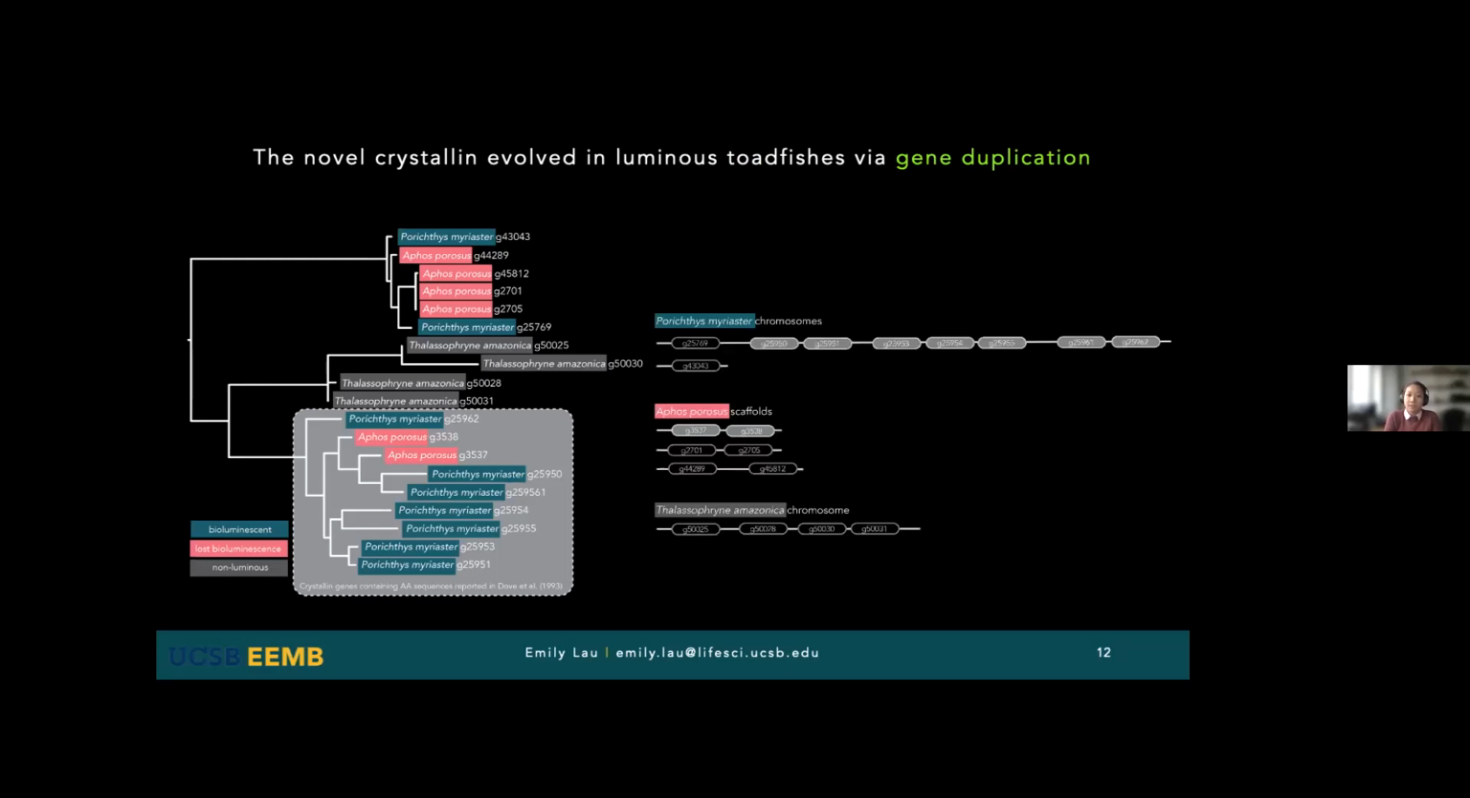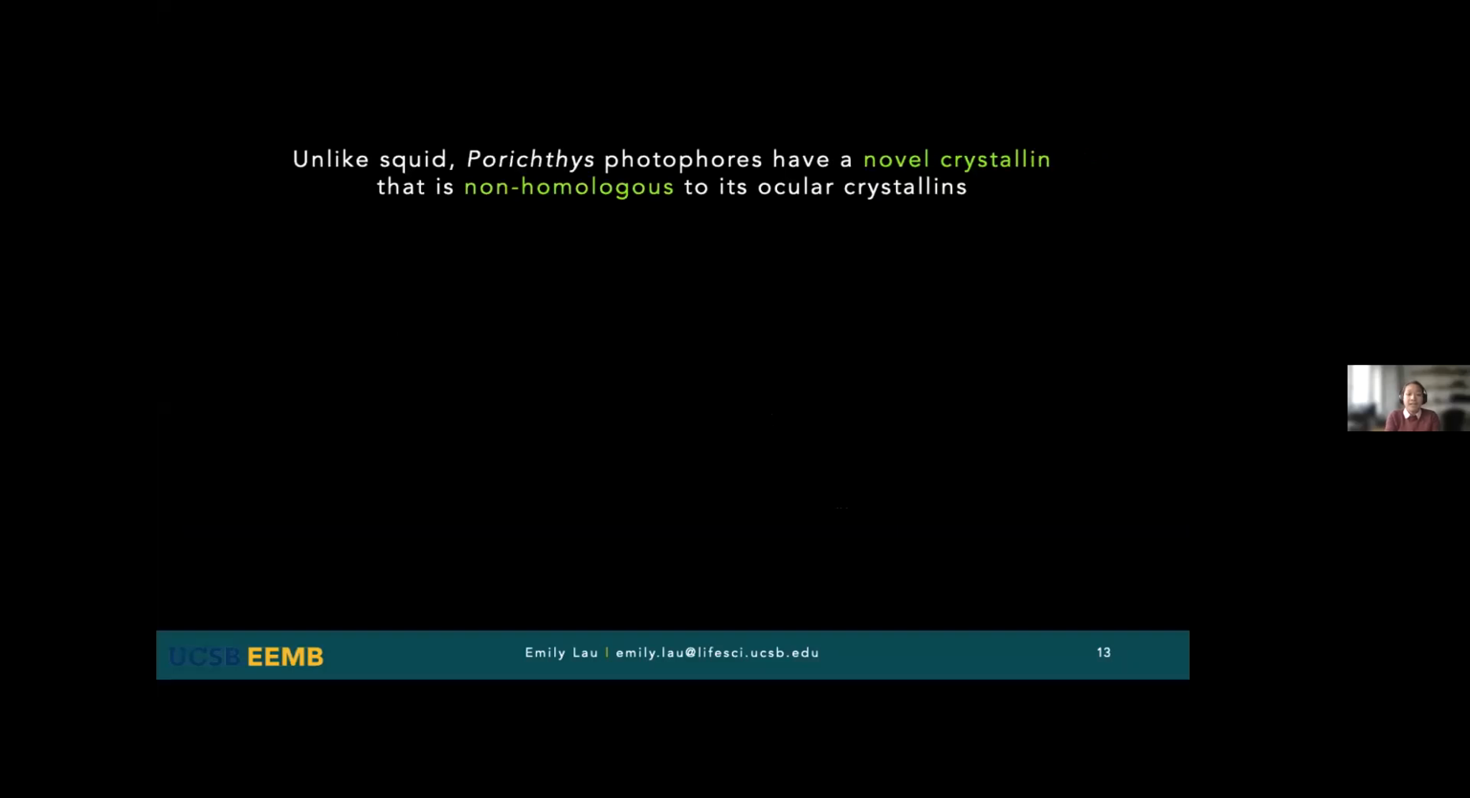Furthermore, we found that the crystalline genes in Porichthys and Aphos are found really close to each other in the genome, which suggests that these tandem gene duplication events were responsible for this expansion of crystalline genes that we're finding in Porichthys. And to summarize, unlike squid, the photophore lens of Porichthys had this novel crystalline that's not found in its eye.